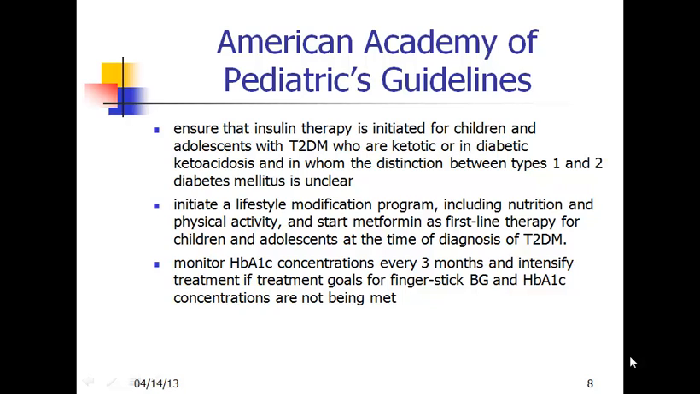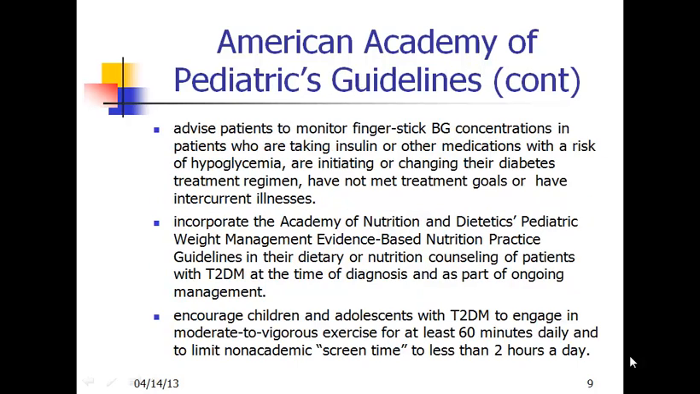Monitor hemoglobin A1C concentrations every 3 months and intensify treatment if treatment goals for fingerstick blood glucose and hemoglobin A1C concentrations are not being met. Advise patients to monitor fingerstick blood glucose concentrations if they are taking insulin or other medications with a risk of hypoglycemia, are initiating or changing the diabetes treatment regimen, have not met treatment goals, or have intercurrent illnesses.